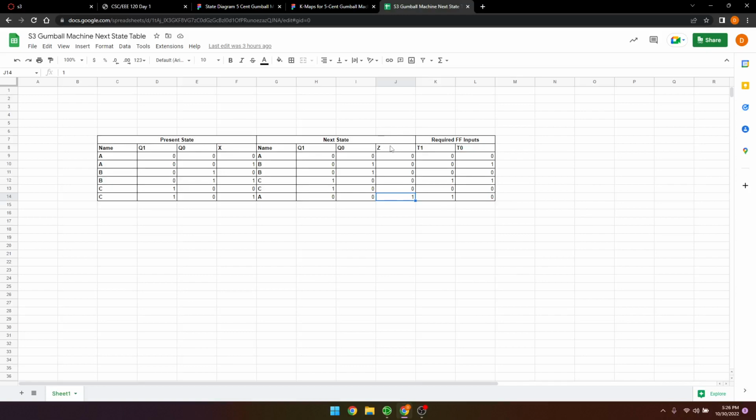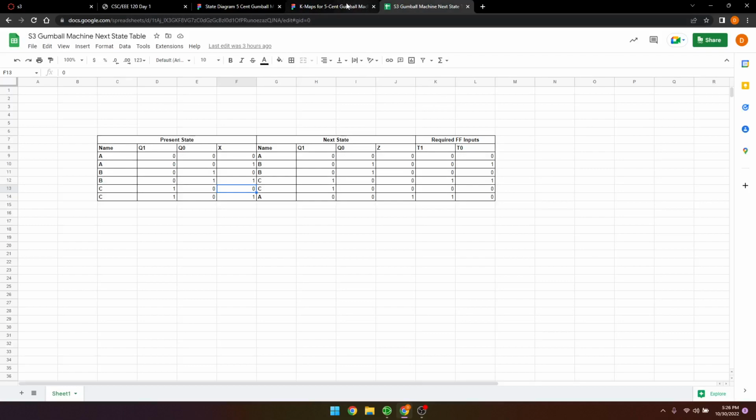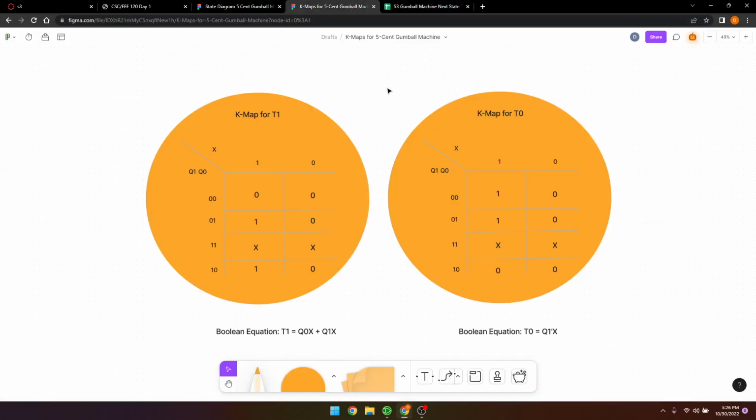And so that's what the Z represents. Z equals 1 means we're going to give them a gumball. And then the T1 and T0 are, are we changing either Q1 or Q0 based on which state we're going to, depending on what X is. And so by using this next state table, I was able to create these 2 K-maps.